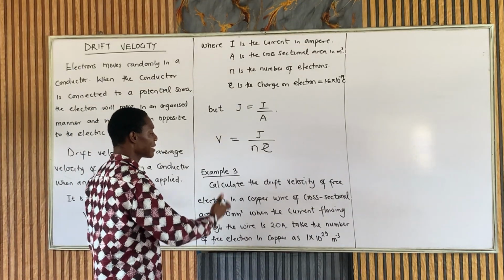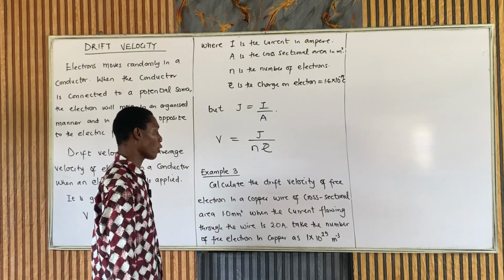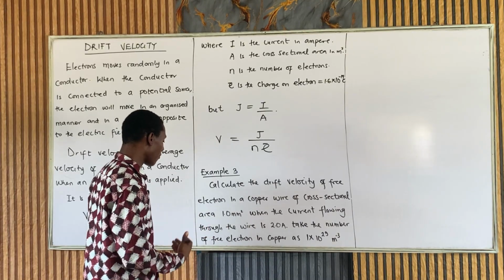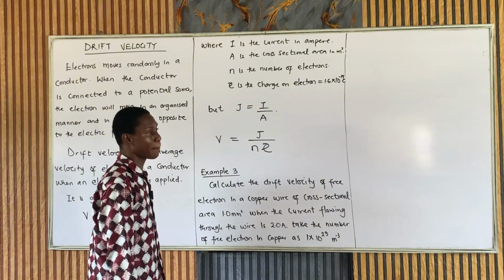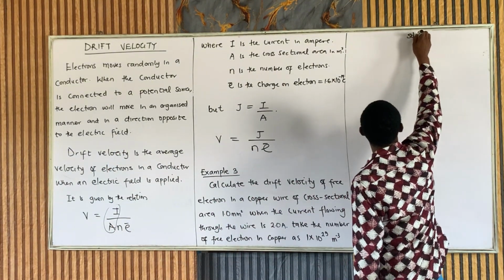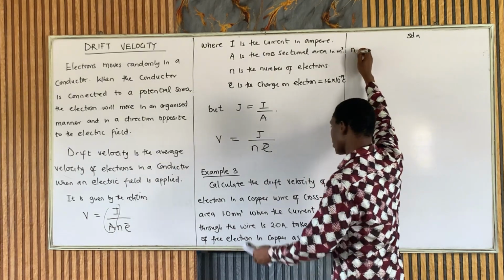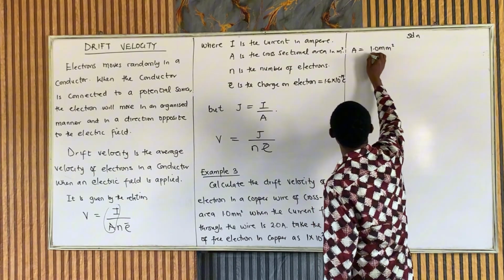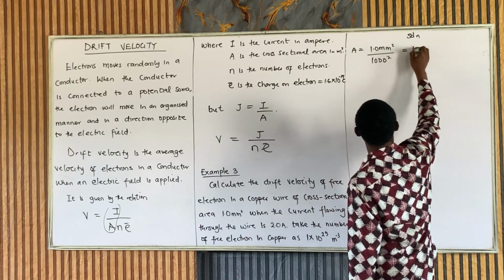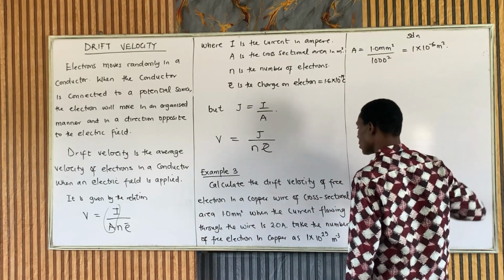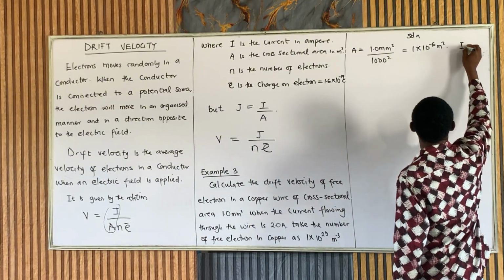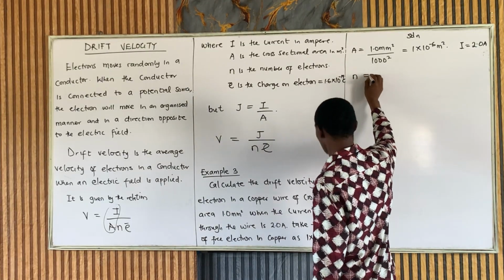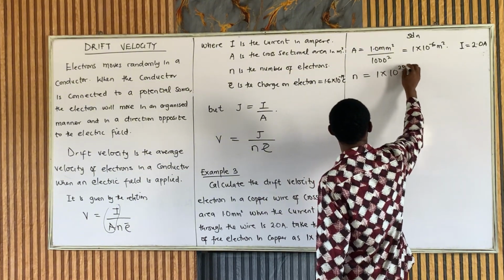Example 3. Calculate the drift velocity of free electrons in a copper wire of cross-sectional area 1.0 millimeter square when the current flowing through the wire is 2.0 ampere. Take the number of free electrons in copper as 1 times 10 raised to the 29 per meter cube. To solve this, the first thing we do is write out our given. We are given firstly the area, 1.0 millimeter square. I will divide this by 1,000 squared, and that will give me 1 times 10 raised to the minus 6 meter square. Then next, we are given the current I to be 2.0 ampere. And again, we are given n to be 1 times 10 raised to the power 29 per meter cube.